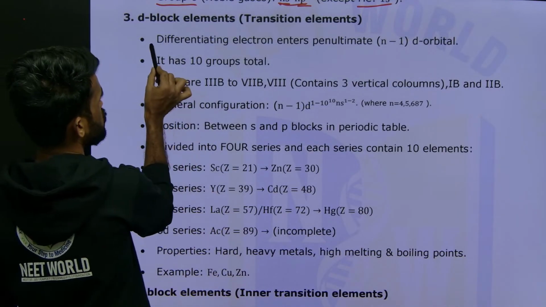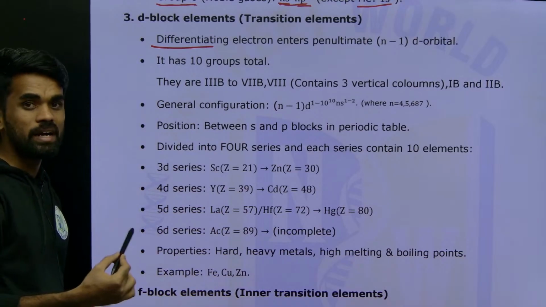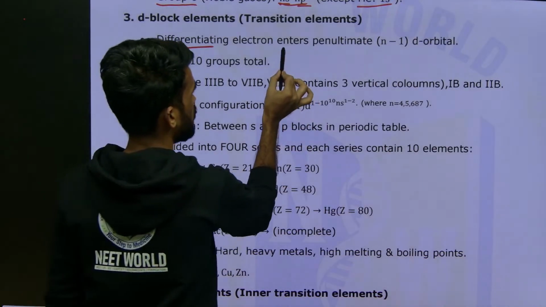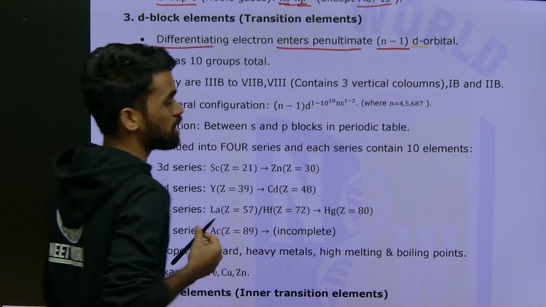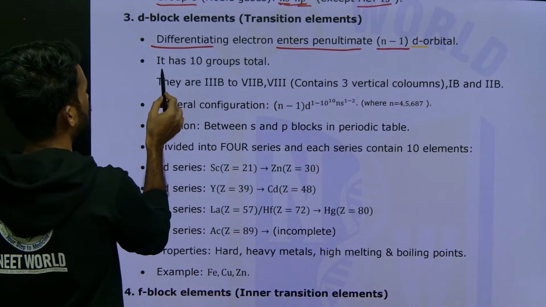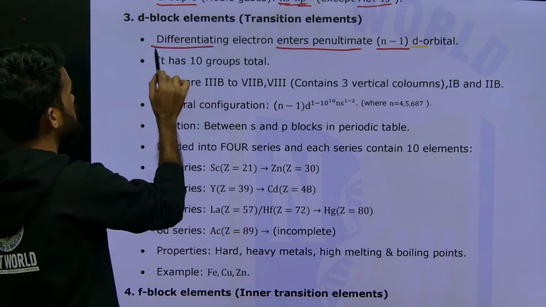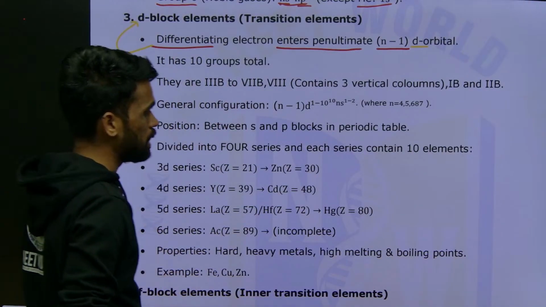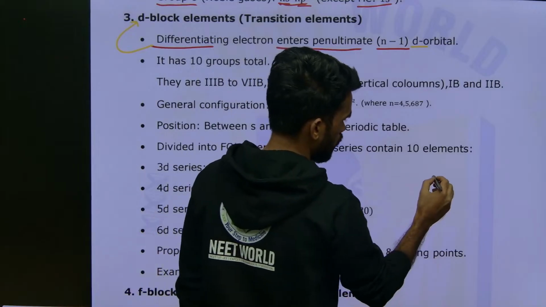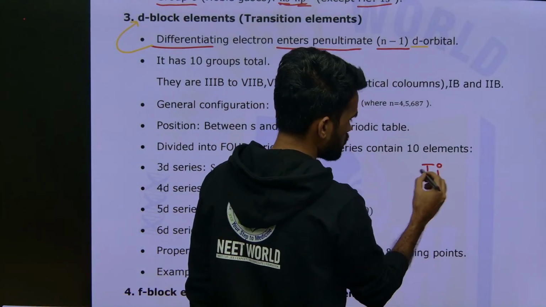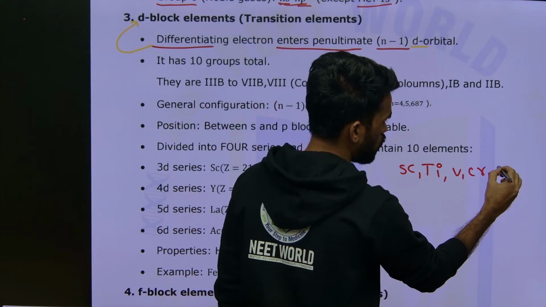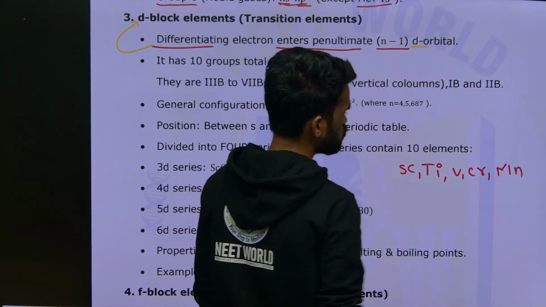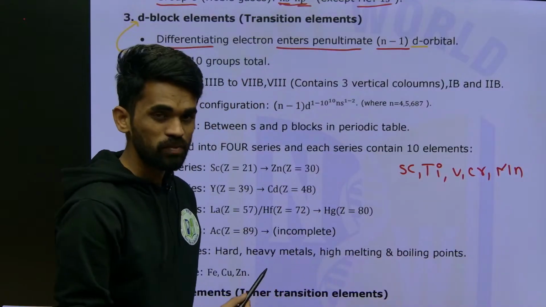If the differentiating electron, the newly added electron, enters into the penultimate d orbital, what do we mean by penultimate d orbital? That is the n-1 d orbital. If it enters the d orbital, then we can say it is a d block element. For example, scandium, titanium, vanadium, chromium, manganese, all these are d block elements. Now if you want to write their electronic configuration, just see here.